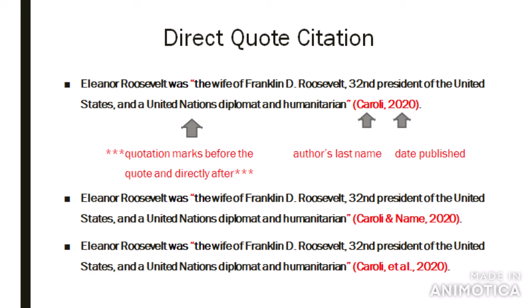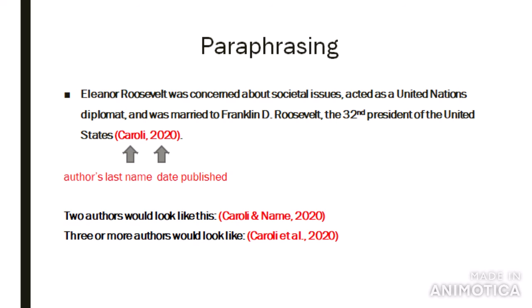The format for this in-text citation is the author's last name, a comma, and the year of publication enclosed in parentheses. If there are 2 authors, you would separate them with the and sign. For 3 or more authors, you would put the first author's name, a comma, and then et al. period, enclosed in parentheses.